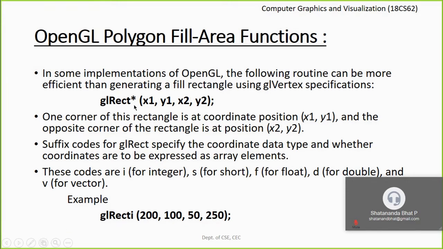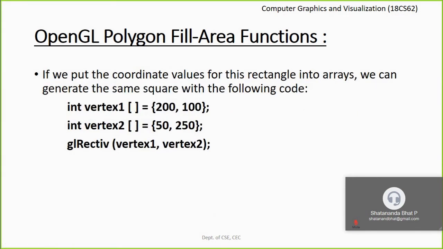For example, we can use i as a suffix for this glRect function for integer, s for short, f for float, d for double, and v for vector. You can also represent these in terms of vectors as well. For integers, we can write this as glRecti with these two opposite corner positions, 200, 100, the upper right corner, and 50, 250, the bottom left corner.